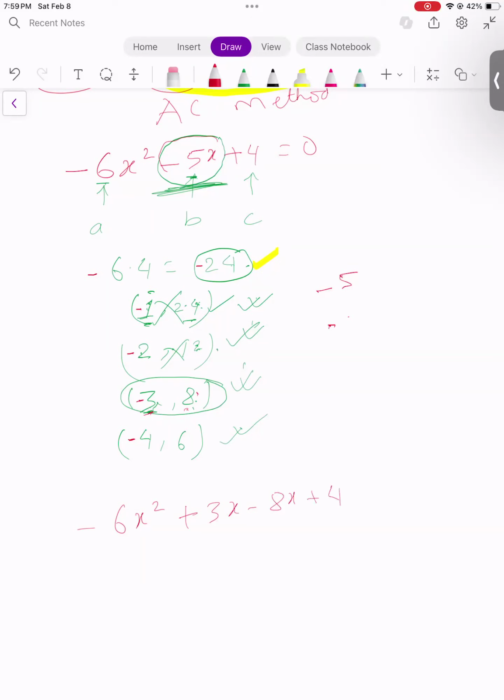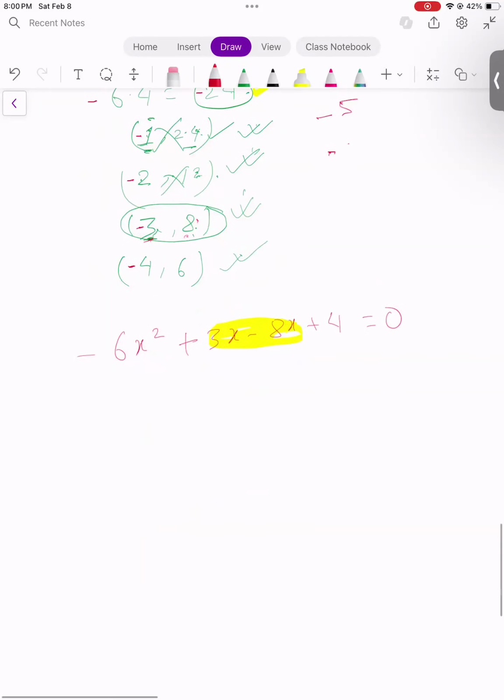Now let's check it. Is these two terms equal to negative 5x? 3x minus 8x is negative 5x, right? That's correct. So you are rewriting, not adding any new terms here. You are rewriting this negative 5x in two different terms. And this is equal to 0.